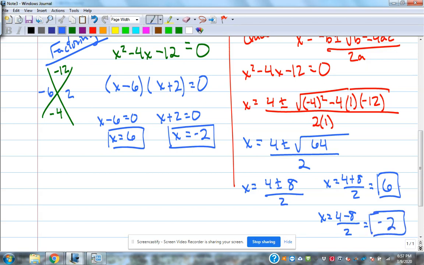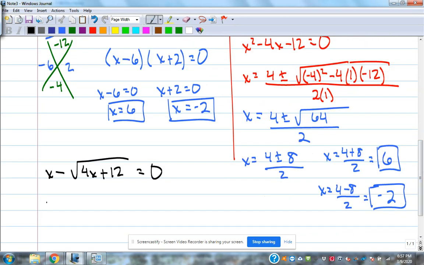But I'm not done. I found 2 answers, but I got to check to make sure they're correct because I squared the problem to get the solution there. And anytime I do that, that can introduce extra answers or extraneous solutions out of that. So I've got to check these to make sure that they're correct. So I'm going to go back to the very original problem. That was the original problem.